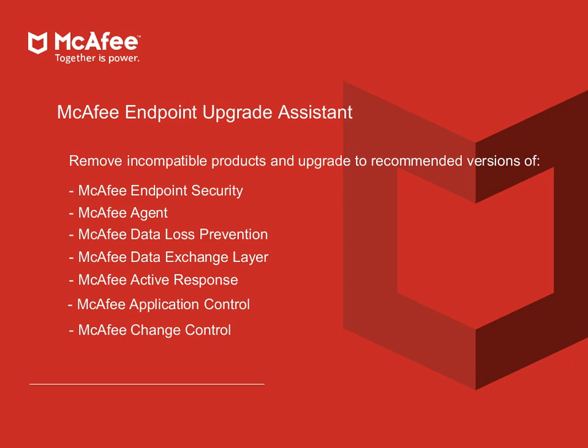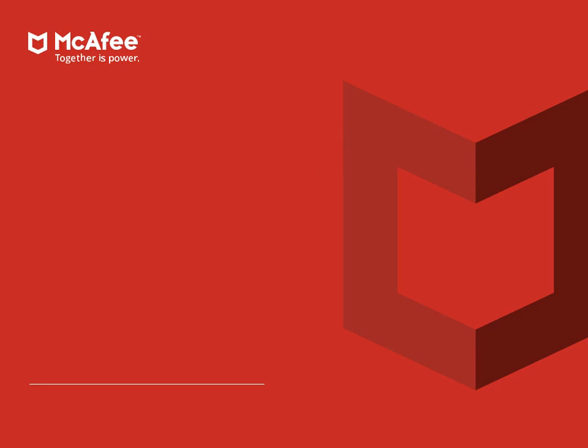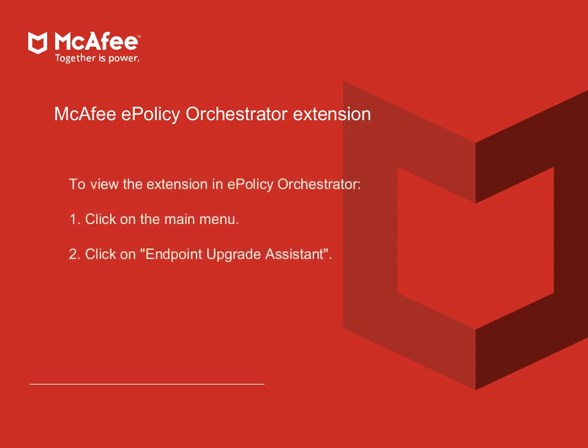McAfee Endpoint Upgrade Assistant extension in ePolicy Orchestrator can be found under the Software section of the main drop-down menu. When the Endpoint Upgrade Assistant extension is installed in ePolicy Orchestrator, and ePolicy Orchestrator is launched, the landing page will default to Endpoint Upgrade Assistant and instruct you of your endpoint upgrade readiness. To view the Endpoint Upgrade Assistant extension, click on the main menu and click on Endpoint Upgrade Assistant.